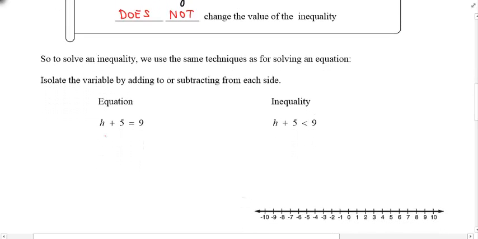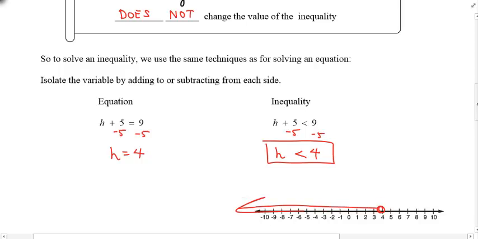Here's an equality question. H plus 5 equals 9. We would subtract 5 off both sides, right? So H equals 4. It's the same thing now with the inequality. We'll just subtract 5 off both sides. H now is less than, well, what's 9 minus 5? That's 4. And that's our final answer. We can always show this on a number line too. Remember, 4, no equal sign, so an open dot, less than, going to the left.